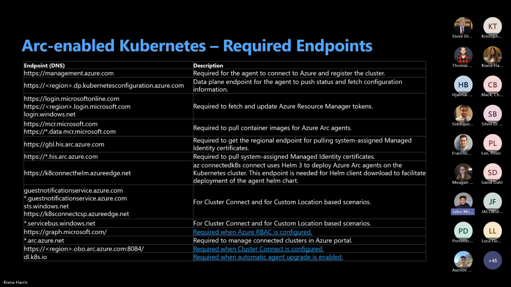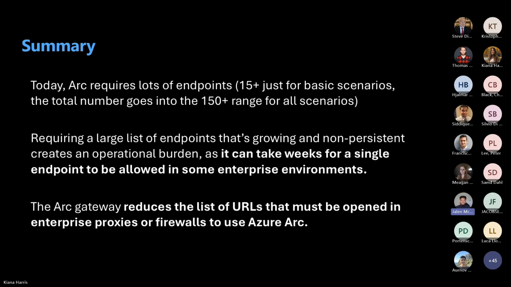So if we go to the next slide here, this summarizes what I just mentioned. If a customer were to use all Arc-enabled scenarios, the list of endpoints required could grow into the 150 plus range. And so that's really a challenge that we've heard from customers and that we really want to address because networking is essentially a prerequisite that you need to satisfy before you can begin even doing a proof of concept.